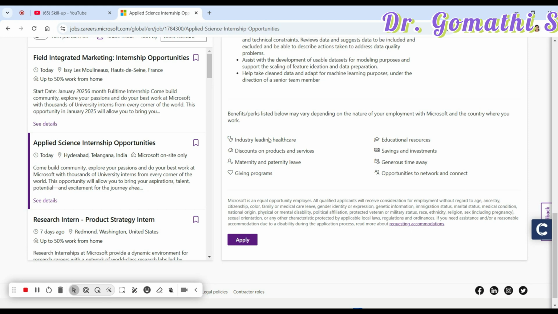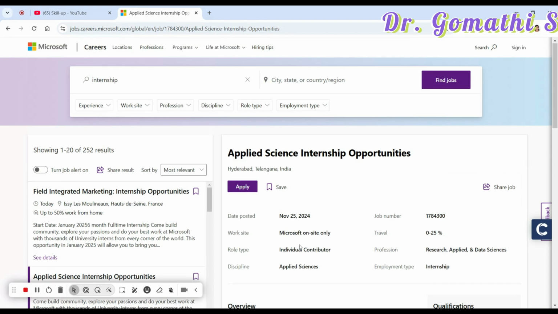So you can avail healthcare offers. If you are using a Microsoft product or services, you can get discounts, maternity and paternity leave, giving programs, educational resources, saving and investment, generous time away. So all these things are involved.